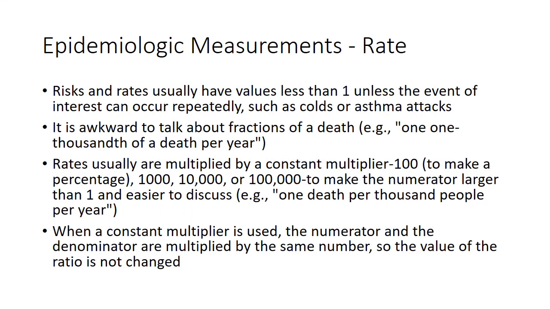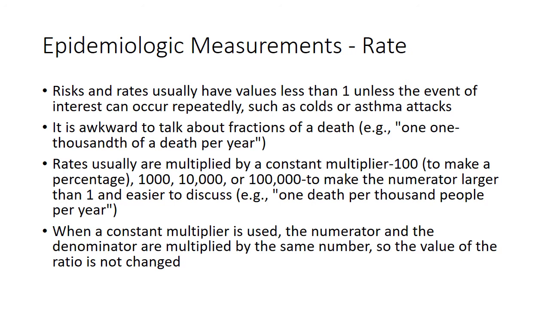So risk and rates usually have values that are less than 1, unless it's something where an event can occur repeatedly. If you're looking at the incidence of colds or asthma attacks, those are going to happen more than once. Death usually happens once. But asthma attacks or something like that could certainly happen more than once. And so, as we mentioned, risk and rates are usually less than one. It's pretty awkward to talk about fractions of a death. You can't really think about 1/1000th of a death per year. That doesn't really make sense.